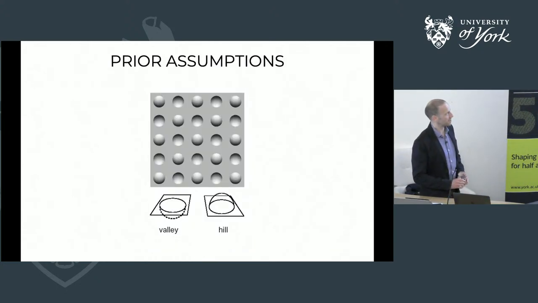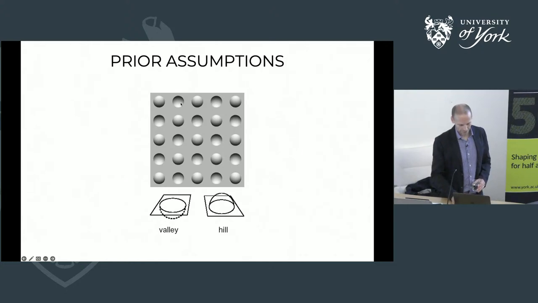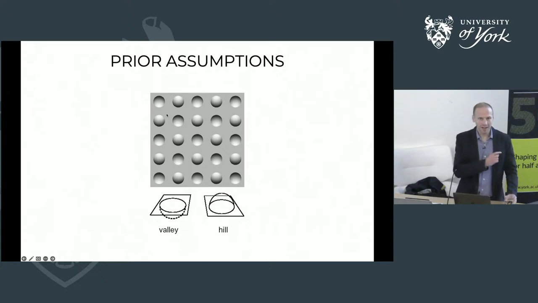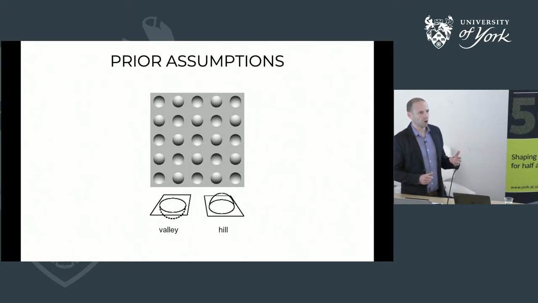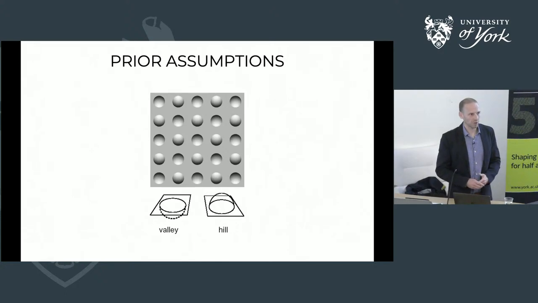So I really like this illustration. Everyone in the room will be perceiving this as convex and this as concave, I assume. And if I reverse them, it will flip. The fact that you're making that interpretation comes from the fact that you have a prior model that lighting tends to come from above. And this makes sense because humans evolved in a world where light tends to come from the sky.